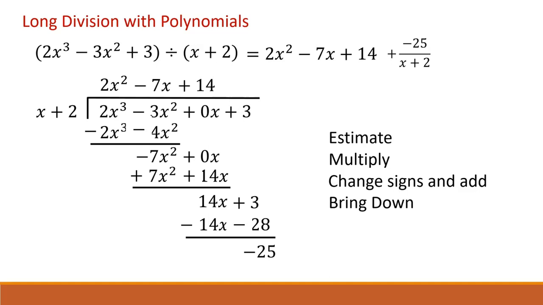By the way, that fraction on the end, we could have also written that as this, 2x squared minus 7x plus 14 minus 25 over x plus 2.